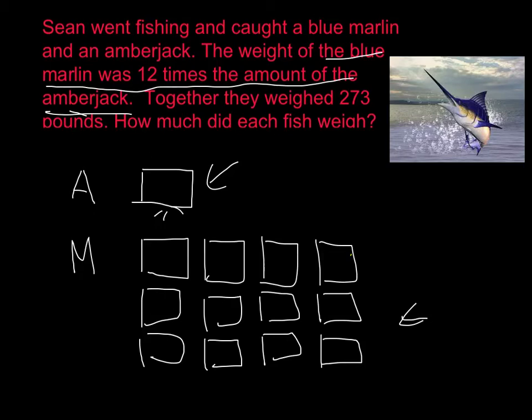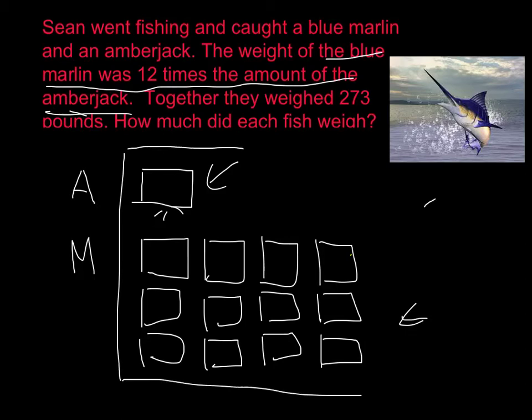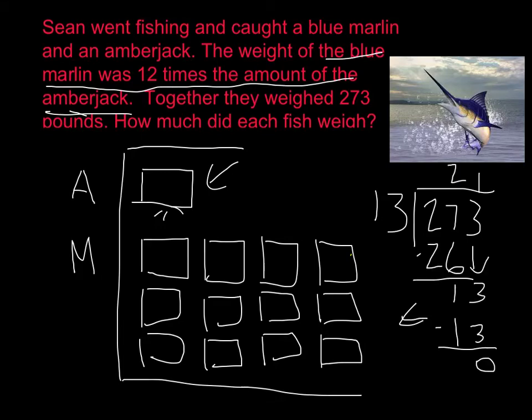Right now, all these boxes have to combine and add up to 273 pounds. Now, how many boxes are there? There are 12 from the blue marlin and 1 from the amberjack. That gives us 13 boxes that we need to divide this 273 into. And if I take 273 divided by 13, I get the answer of 21 with no remainder left. That means each one of these boxes represents 21 pounds.